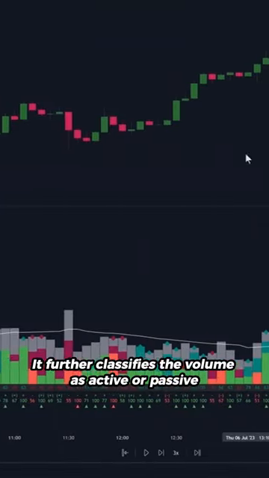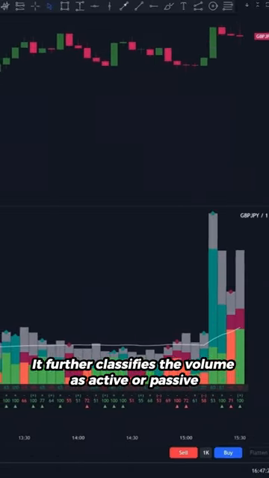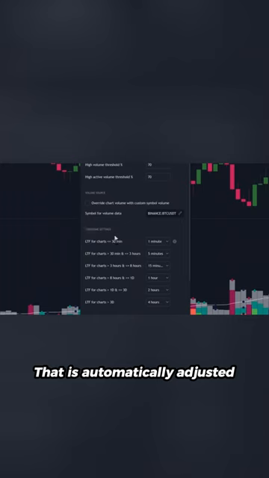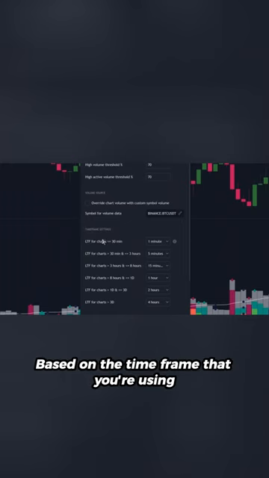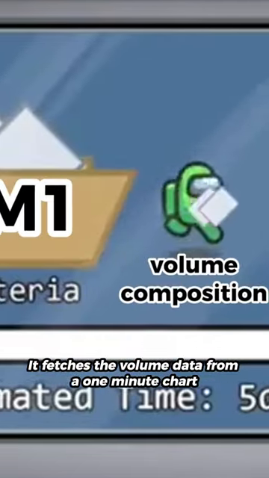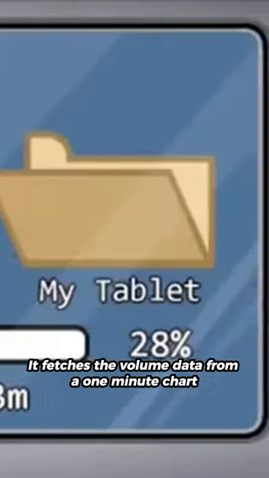It further classifies the volume as active or passive. The volume composition indicator fetches volume data from lower timeframes that is automatically adjusted based on the timeframe that you're using. So for example, if you're using a 30-minute chart, it fetches the volume data from a 1-minute chart. The volume composition indicator provides a visual breakdown of the volume composition.